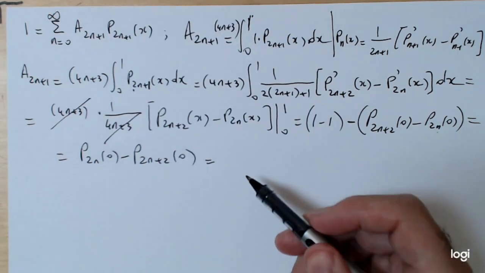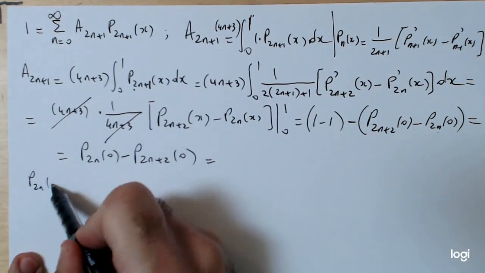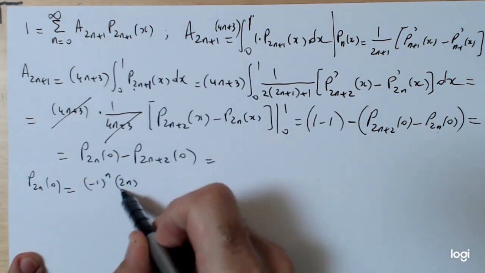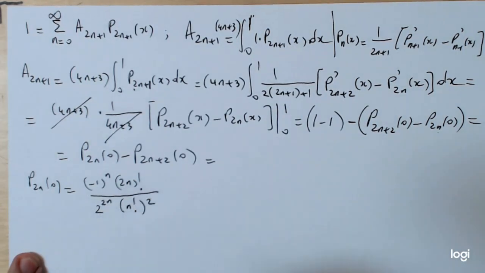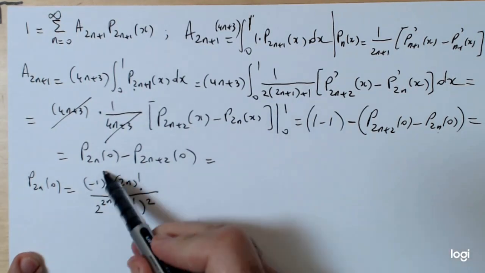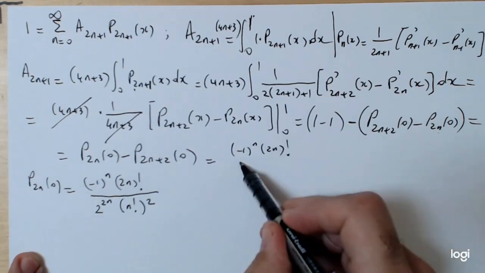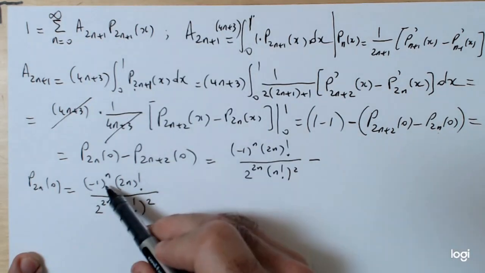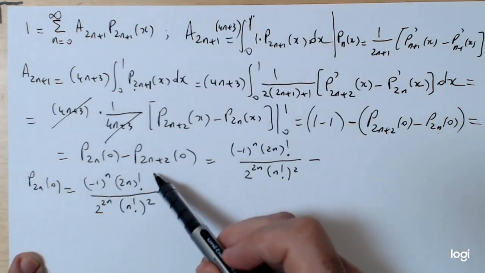If you want to write exactly what these coefficients are, now you can apply the formula for P_n(0). So let's look it up. P_{2n}(0) was (minus 1) to the n times (2n) factorial over 2 to the 2n times n factorial squared. So I'm going to copy it here for the first term. And for the second one, I'm going to have to replace n with n plus 1.